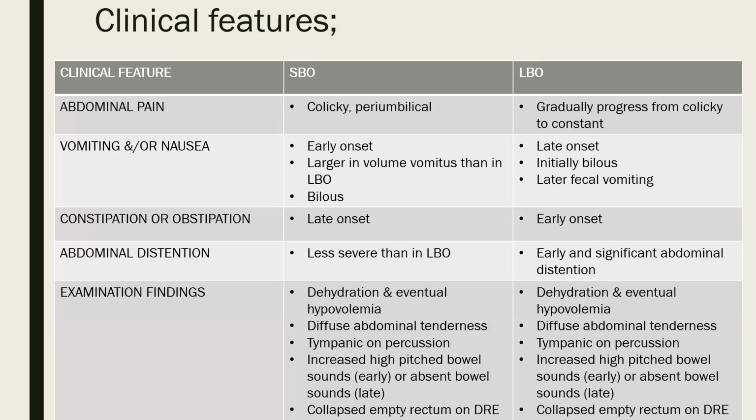So what you're going to get is dehydration and eventual hypovolemia, which we've already talked about. Abdominal tenderness, which makes sense. If you're going to have that distension, the pressure is going to increase. It becomes tympanic on percussion. You're going to have high-pitched bowel sounds early in the disease progression, and then later on it becomes absent bowel sounds. And then when you do a DRE, you're going to see that the rectum is collapsed and empty. So when you do a DRE, your fingers come out clean. So those are your examination findings. I hope we're together.